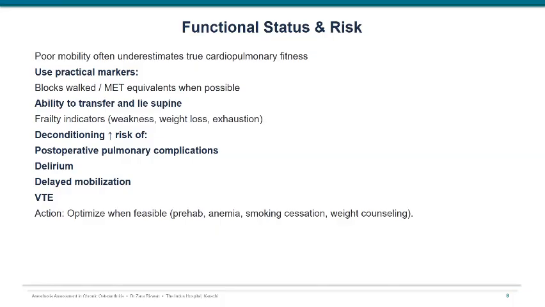Ability to transfer and lie supine, we have certain frailty indicators like weakness, weight loss, exhaustion. So we need to assess all that also. Whenever there is deconditioning, there is increased risk of post-operative pulmonary complications in such patients because their cardiopulmonary reserves are already reduced. There is increased risk of delirium, delayed mobilization post-operatively, and increased risk of venous thromboembolism. So we need to assess and optimize them preoperatively as much as possible. We can rehabilitate them. We can correct the anemia. I'll share later how we would do that.